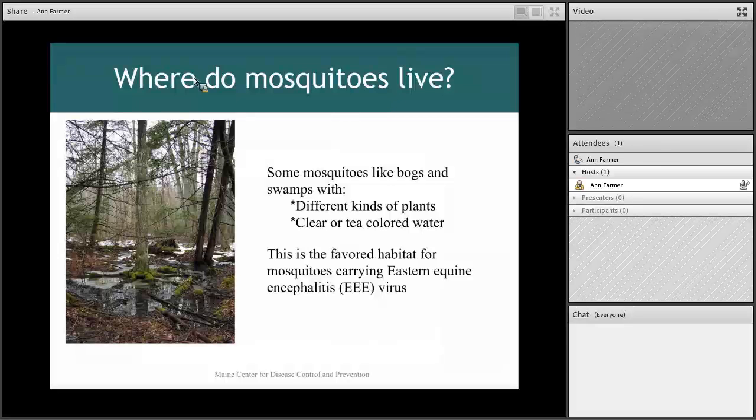So where do mosquitoes live? There are about 48 species of mosquitoes in Maine. Generally, mosquitoes lay eggs in 2 types of habitats: permanent water and floodwater.